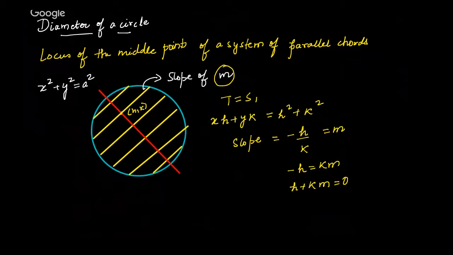Now generalize this. When you generalize this, it becomes x plus my equal to 0. So this becomes the equation of the diameter. And as you can see, it is passing through origin. That means it will always pass through the center of the circle.